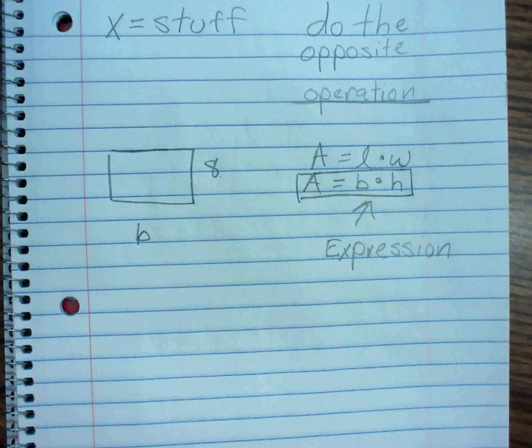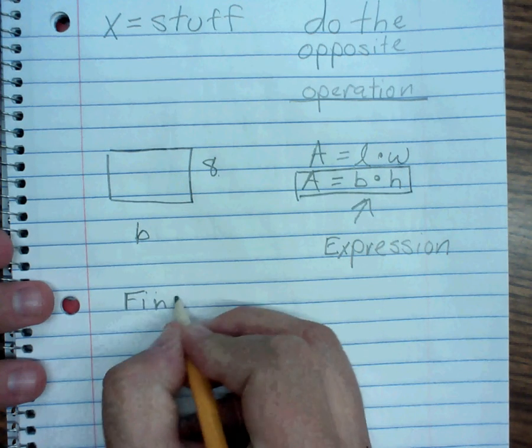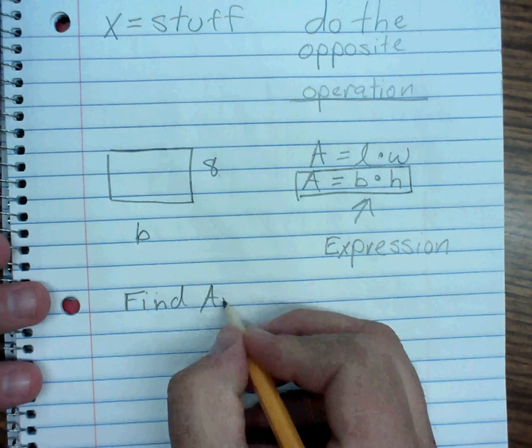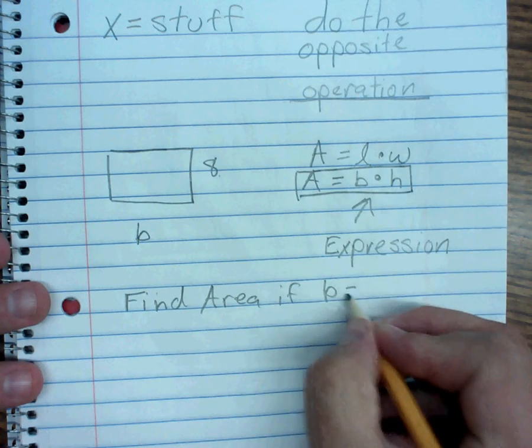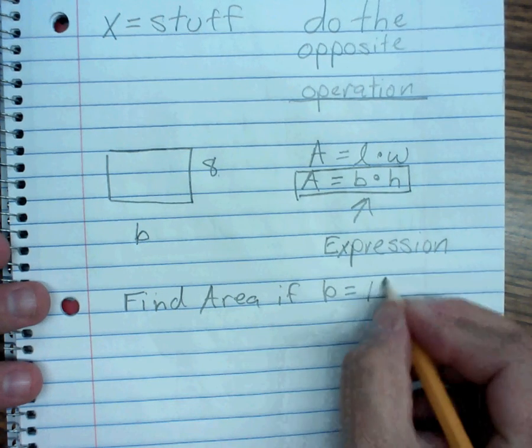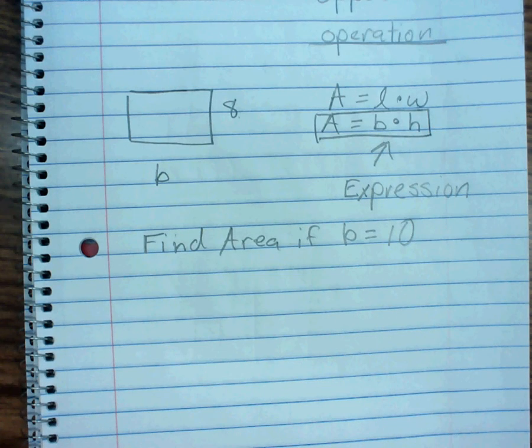And then we're told to find the area. So part 2 is find the area if b equals 10. So does anybody have a clue how we might do that?